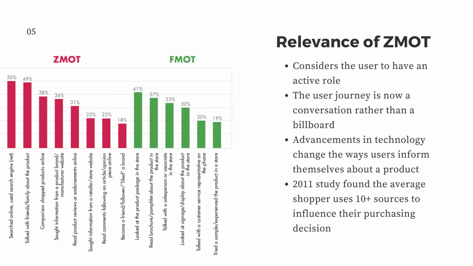Looking at this graph comparing the ZMOT and the first moment of truth, we can see that customers are using the internet as a resource to take a more active role in their research on a product. Users often use search engines to begin their search, watch media reviewing the product, and read what others have said about the product or actively engage in a discussion about it on social media.